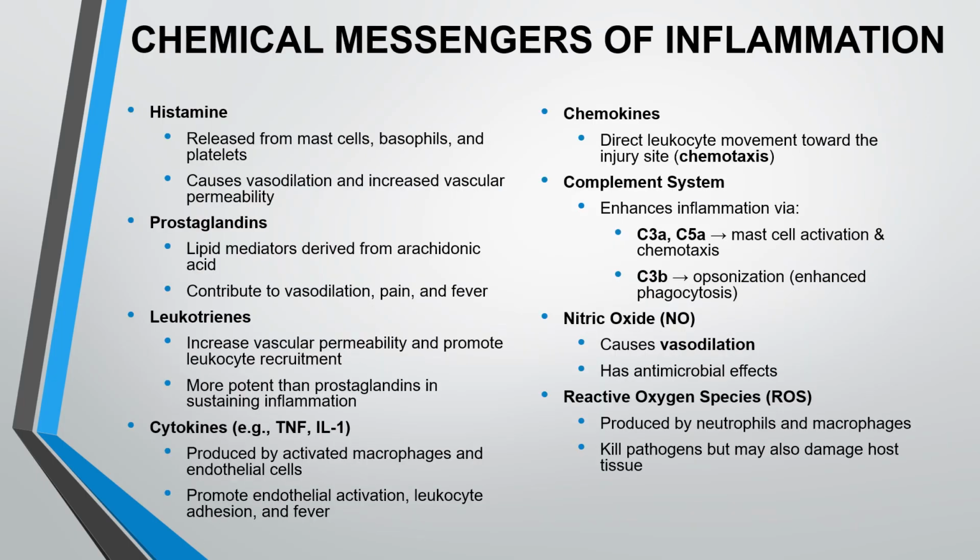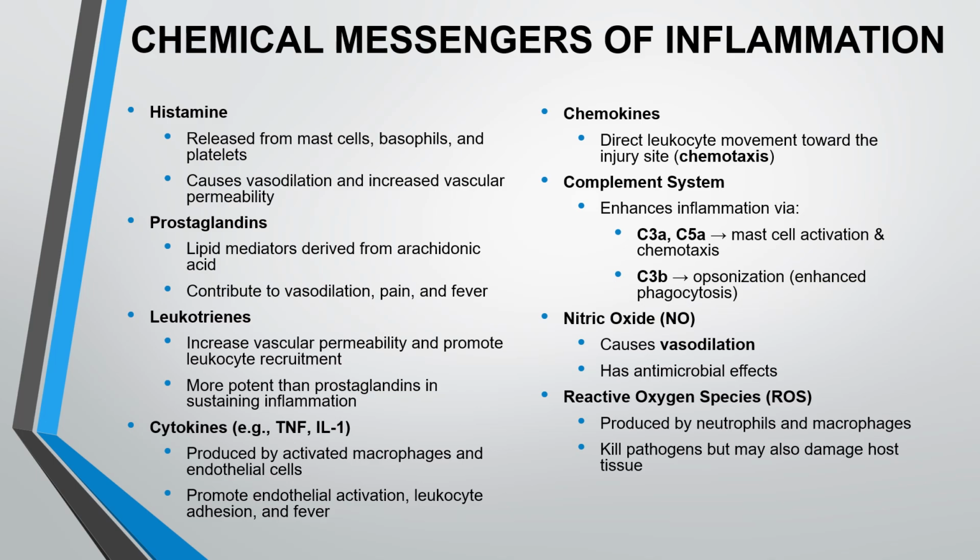Now we're going to break the mediators down into the ones you actually need to recognize by name. We have histamine. It is released from mast cells, basophils, and platelets. It causes vasodilation and increased vascular permeability. Think of histamine as the door opener. It opens vessels fast and early.